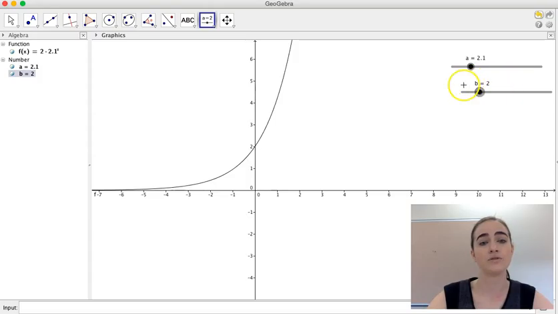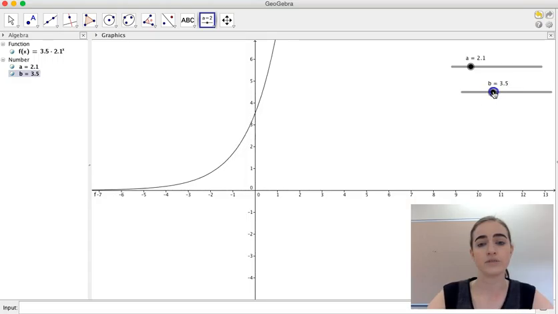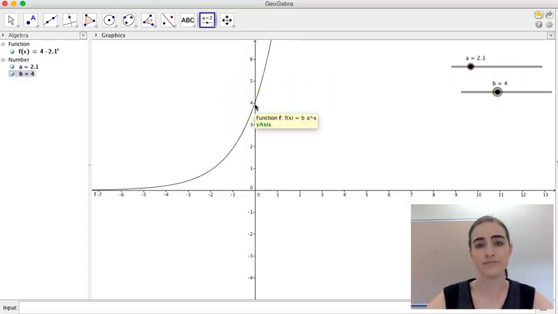So if we've got b equals 2, so now I've got 2 times 2.1 to the power of x. Because of that 2 out the front, it means that it's got a y-intercept of 2. So we can see that it changes its y-intercept. So a y-intercept of 4 there. All right, so that's just a few things about exponential functions.